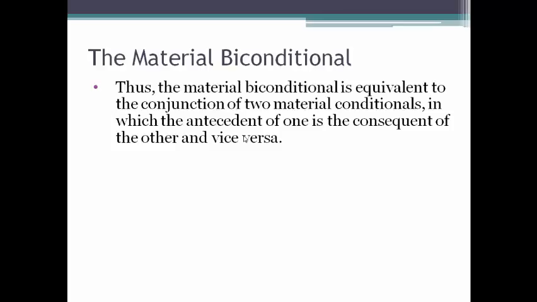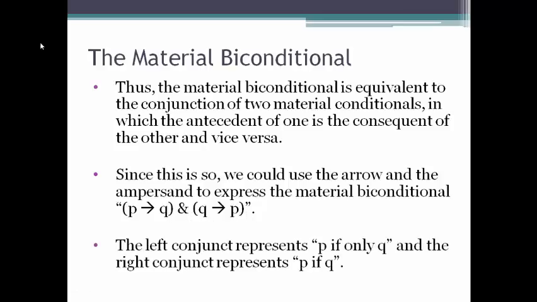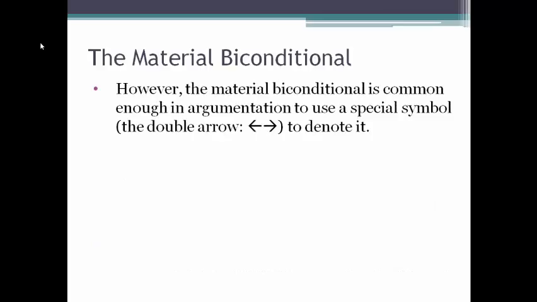Thus, the material biconditional is equivalent to the conjunction of two material conditionals in which the antecedent of the one is the consequent of the other and vice versa. Since this is so, we could use the arrow and the ampersand to express the material biconditional: if P, then Q, and if Q, then P. The left conjunct represents P only if Q, and the right conjunct represents P if Q. The material biconditional is common enough, however, that in argumentation we're going to go ahead and use a special symbol, the double arrow, to denote it.